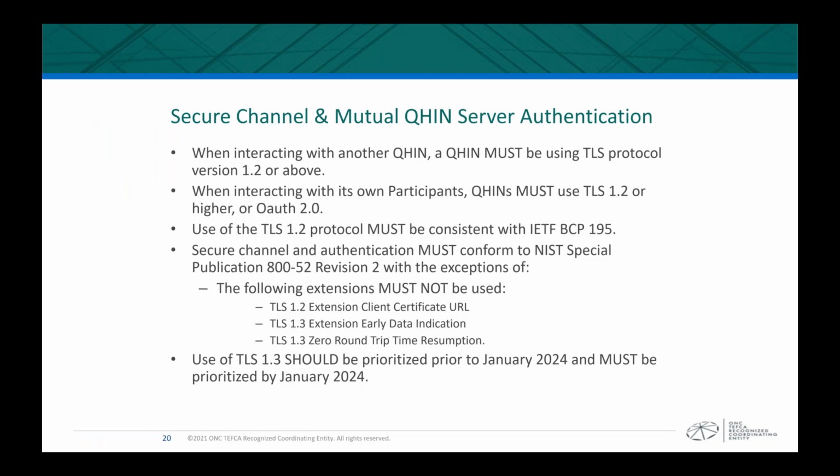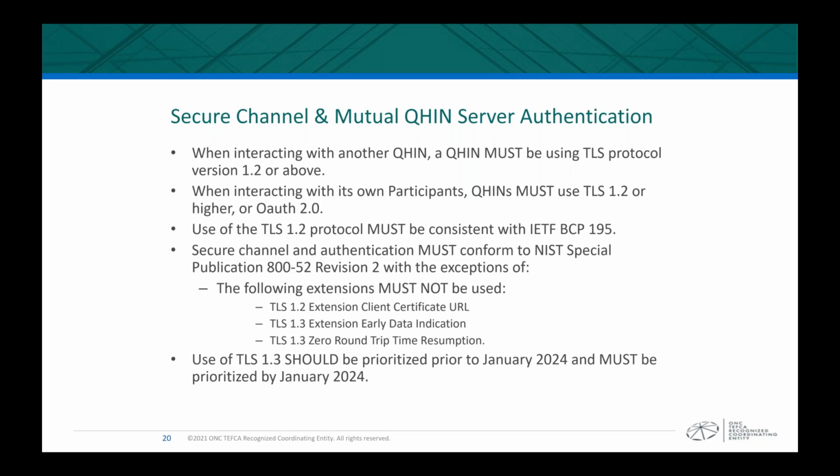All right. So, secure channel mutual server authentication: we do specify that QHIN to QHIN transactions must use TLS 1.2 or above, and I expect that there will be timelines and requirements for moving to 1.3. In fact, we have a when it must be supported and must be prioritized, which you can see in the last bullet, and that's based on just the timelines for 1.3. But for now, it's required 1.2 or above.